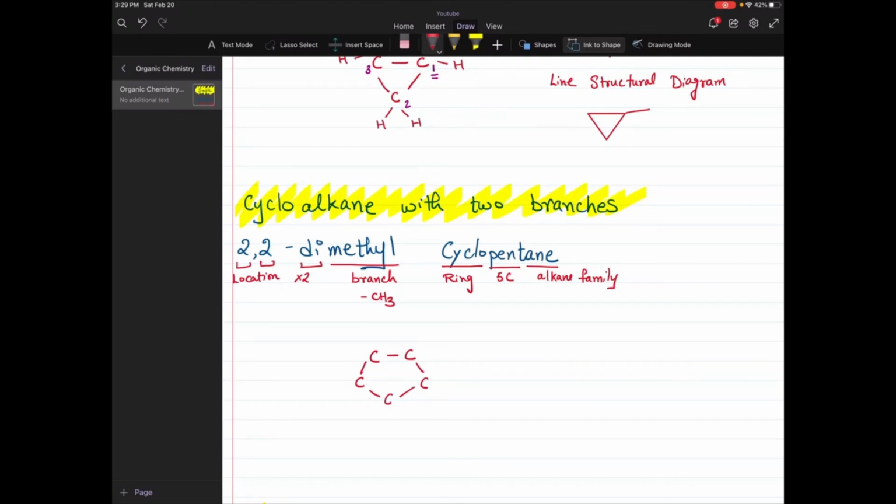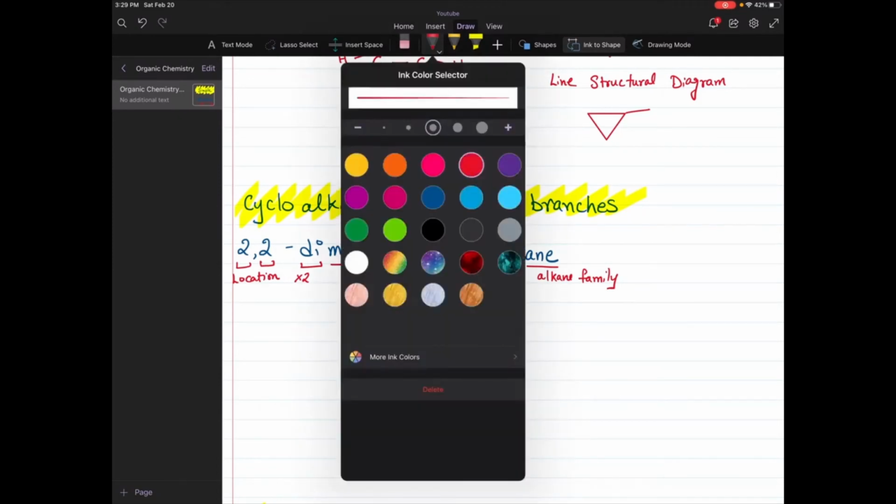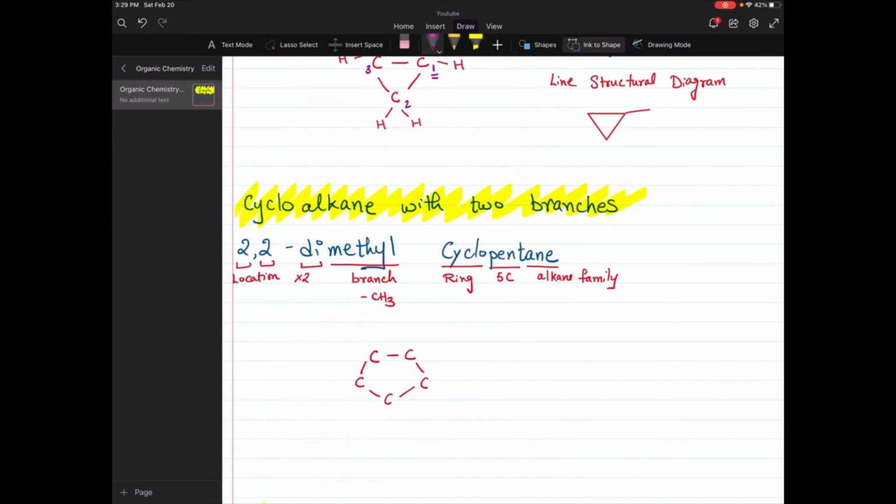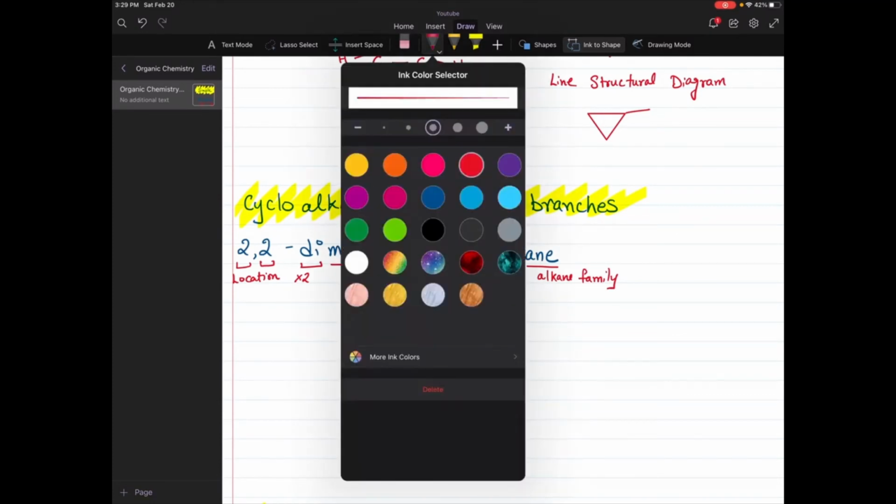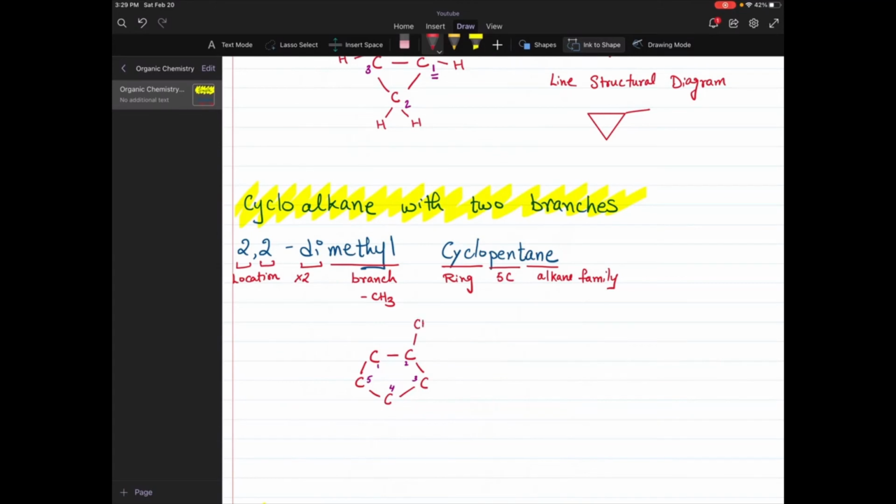So it says 2,2-dimethyl. So you have to draw the diagram. You have to number the carbons. Let's see, this is 1, 2, 3, 4, 5. Right, so now we have 5 carbons. So it says carbon 2 has the methyl groups, CH3 and CH3. So I'm numbering that as carbon 2 and I'm putting the methyls on that carbon.